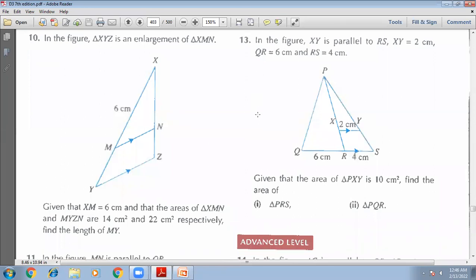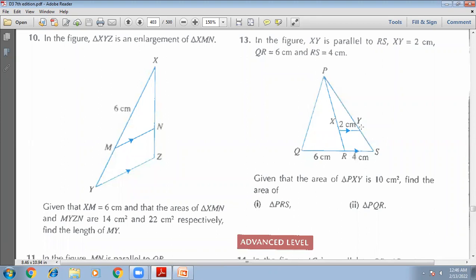The next question coming up on your screen from the exercise 12A is question number 13. In the figure, XY is parallel to RS. XY is equal to 2 centimeter and the QR is 6 centimeter and the RS is equal to 4 centimeter. Given that the area of the triangle PXY is 10 centimeter square, find the area of the triangle PRS. So they want you to find out the area of the PRS.